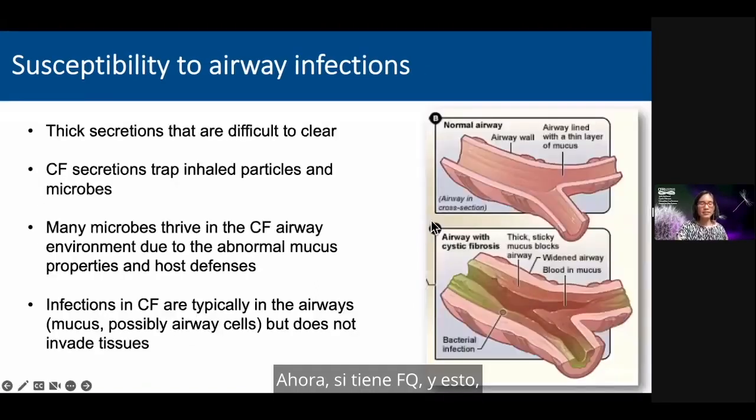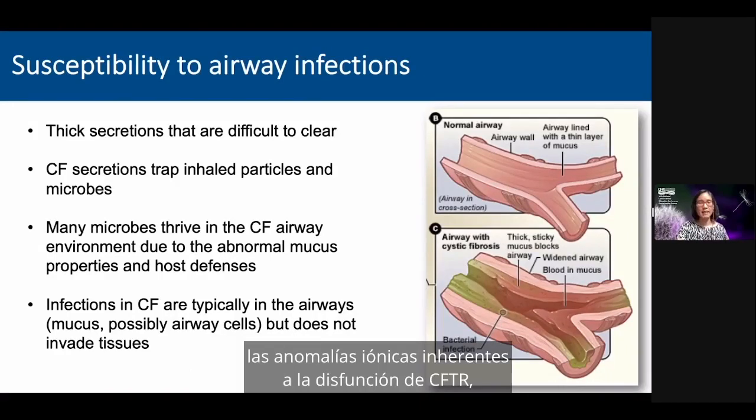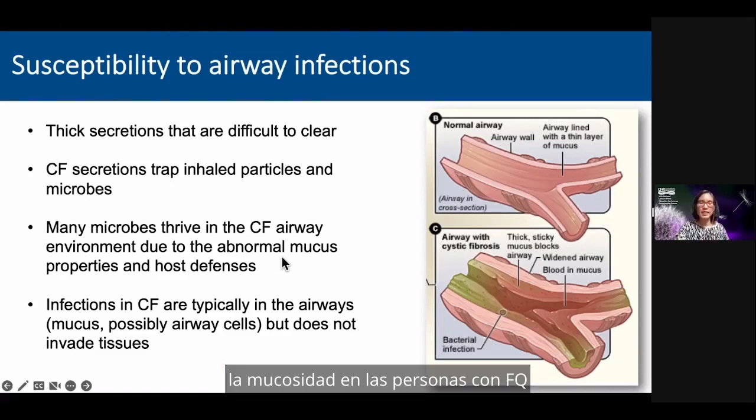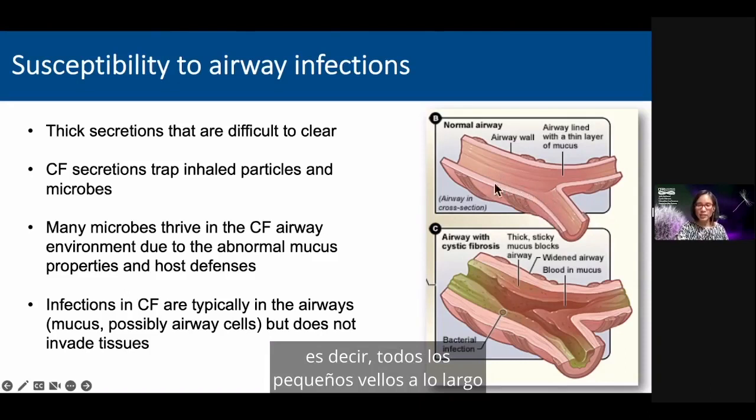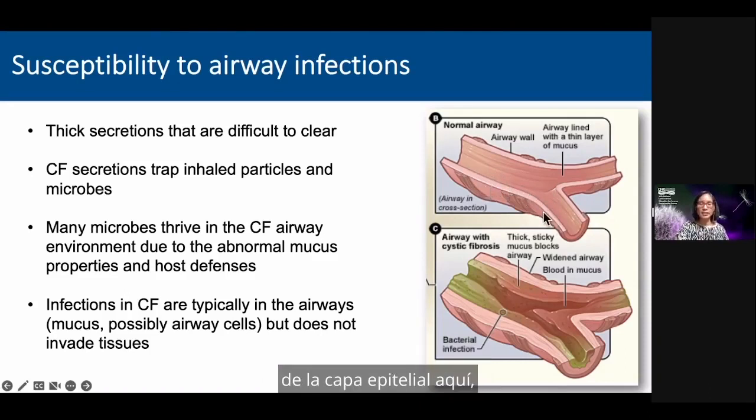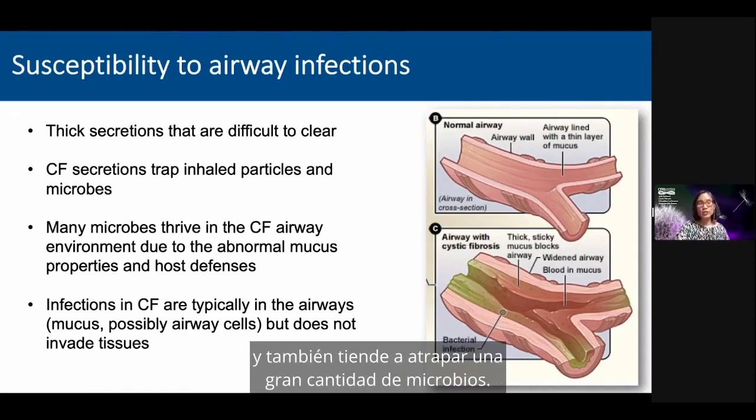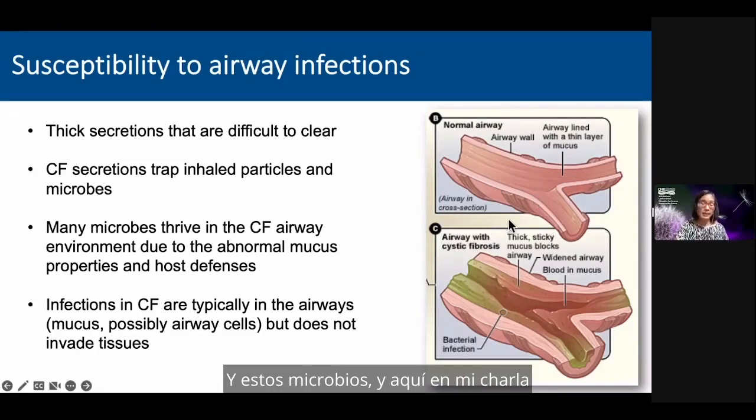Now, if you have CF, and this is not a surprise to any of you, due to the ionic abnormalities inherent to CFTR dysfunction, the mucus in people with CF is particularly thick and difficult to clear. The mucociliary clearance, meaning all the little hairs along the epithelial layer here, doesn't work as well. And so the mucus is not cleared effectively by the cough mechanism, and it also tends to trap a lot of the microbes. In my talk, I'll really focus on bacteria, although there is more than just bacteria in the world of microbes.